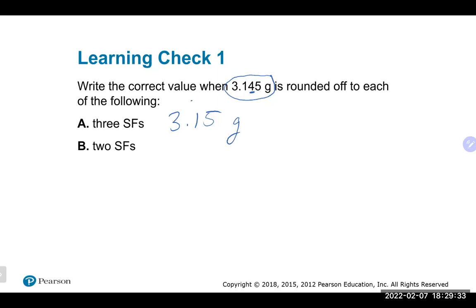Now we want to take the same number to only 2 significant figures, which would take us to the 1. Looking at the number next to it, which is a 4, which is less than 5. That means we're just going to drop those numbers, and in this case, 3.1 grams. Any questions on either of those?